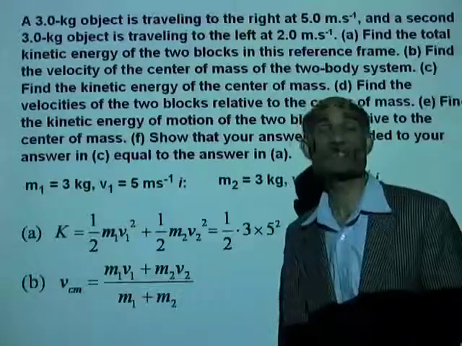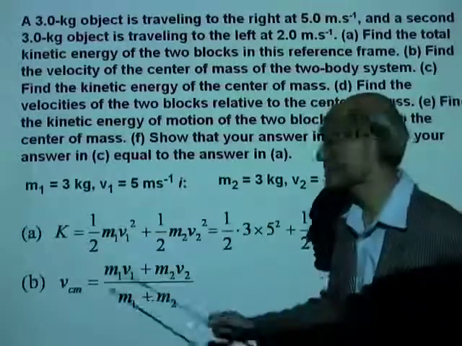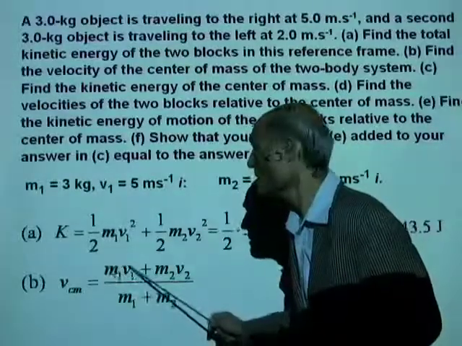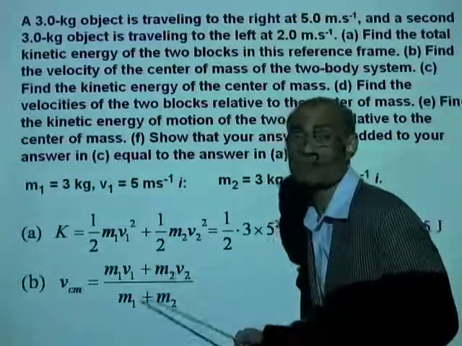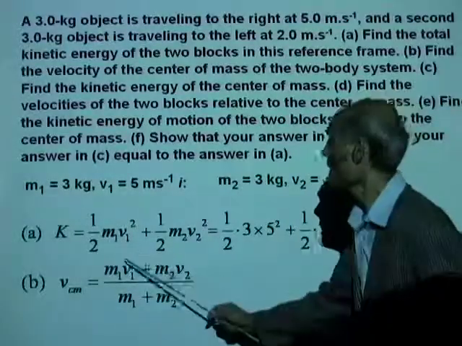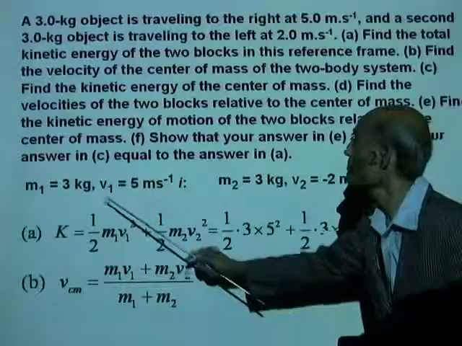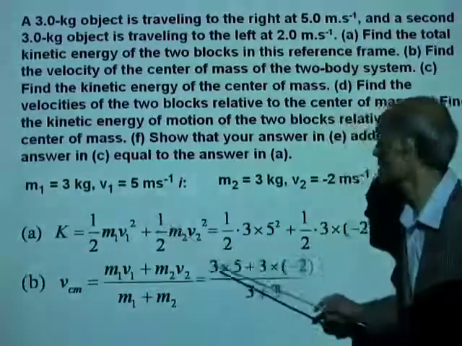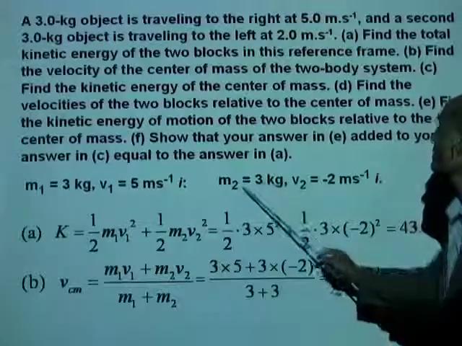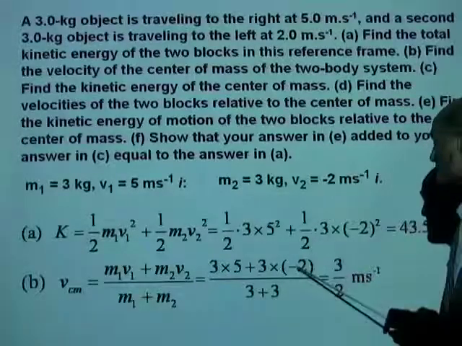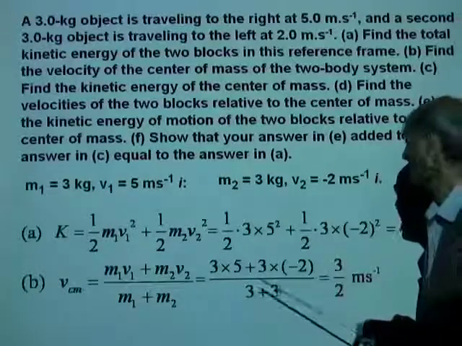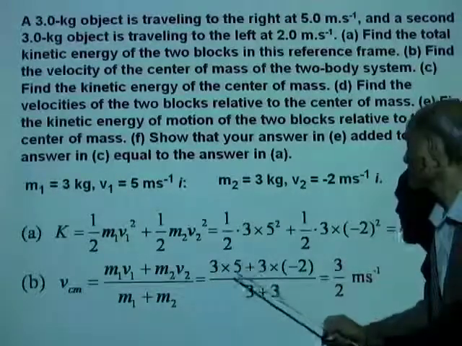B, what is the velocity of the center of mass? The velocity of the center of mass is m1 v1 plus m2 v2 divided by m1 plus m2. Again, use the values. m1 v1 is 3 times 5 plus m2 v2 is 3 times -2, divided by 3 plus 3. And that will be, what does that give you?